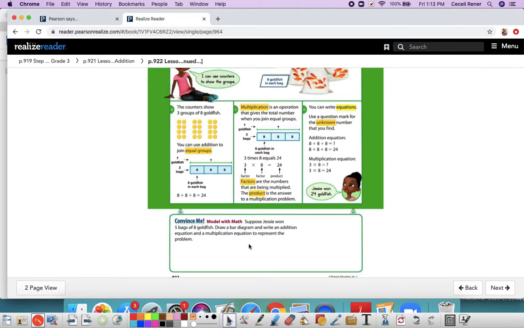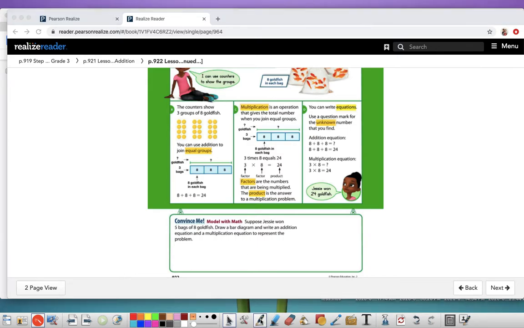So we're going to draw a bar diagram. Now, how many bags of goldfish are there going to be? There's going to be 5 bags. So now we have to draw 5 bags of goldfish. Now, let's see if I can do this, because this is kind of hard when I'm drawing like this. So I want you to help me. You're going to draw 5 bags of goldfish. So we're going to draw a bar, and we want to draw 5.